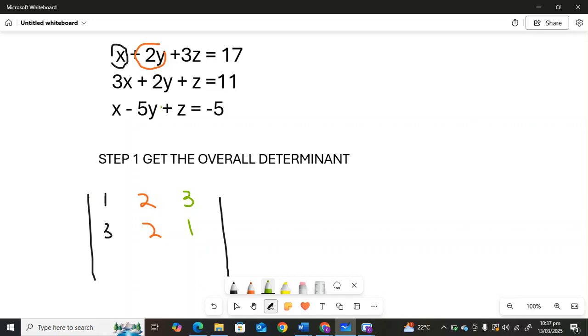We come to our bottom equation here. The coefficient of x is 1. Coefficient of y is -5. The coefficient of z is 1.